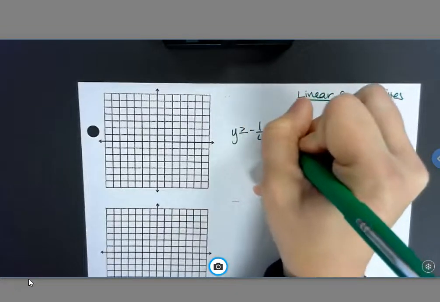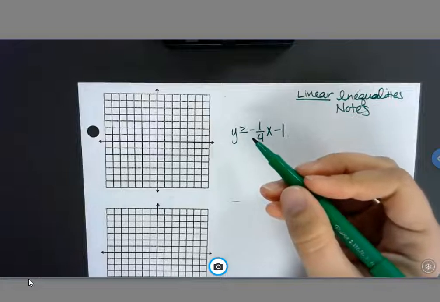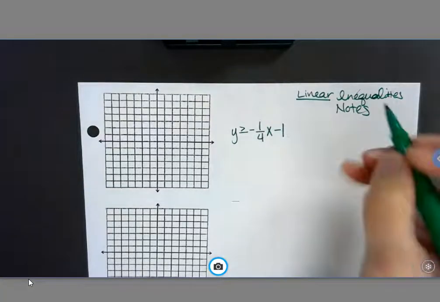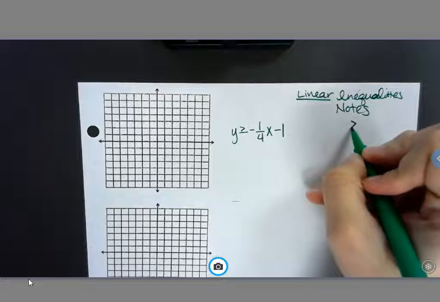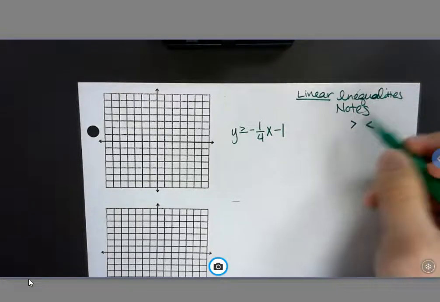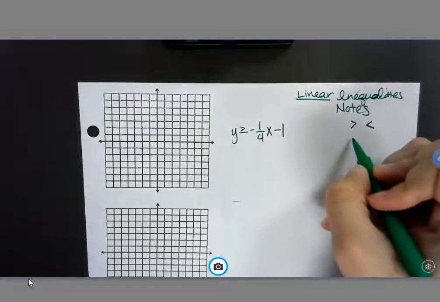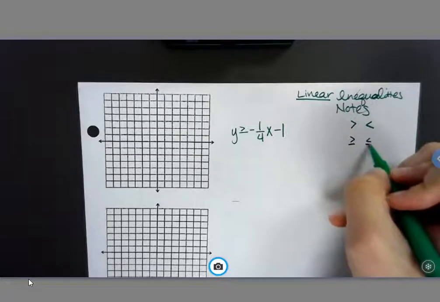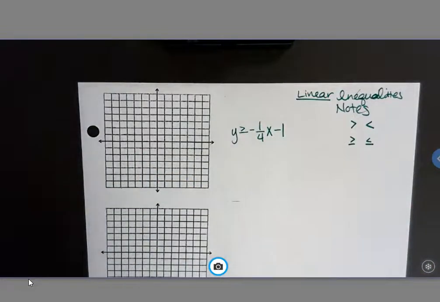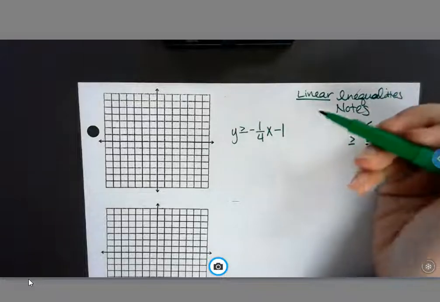4x minus 1. Okay. Now we have to think back to solving inequalities from before, and whenever we would have less than or greater than, or the other way around, greater than or less than, it would be an open circle, okay? If it's equal to, it's going to look different, okay? Same thing's going to apply here. But the first thing we're going to do is we're going to graph the points.